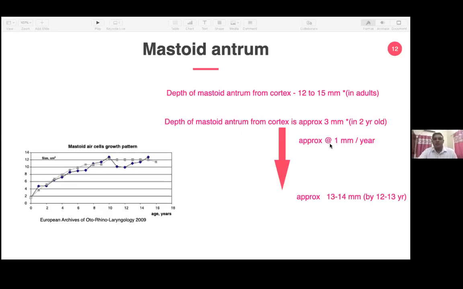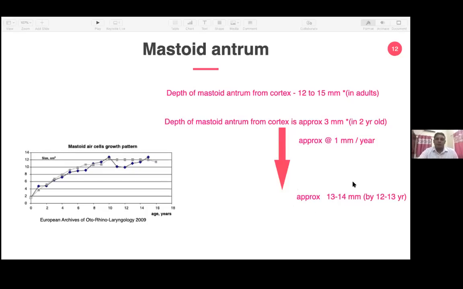How much does it get deepened? It's approximately 1 millimeter per year. So in a 4-year-old child, the mastoid antrum depth from the cortex would be, for the 2 years it is 3 millimeters, the 3rd year it is +1, 4 millimeters, and the 4th year it will be +1, that is 3 + 1 + 1, approximately 5 millimeters in a 4-year-old child. If it is 8 years, you can calculate 3 + 1 millimeter per every year.